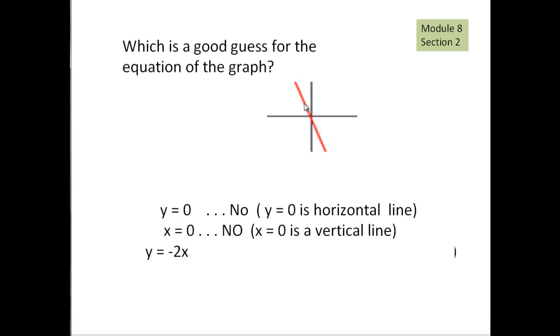Okay, this is actually going down, so this is a good guess. It's negative, and it's 2, so it's a pretty steep slope. So yes, that's a good one. Negative means it's going down, and it's slanted down.